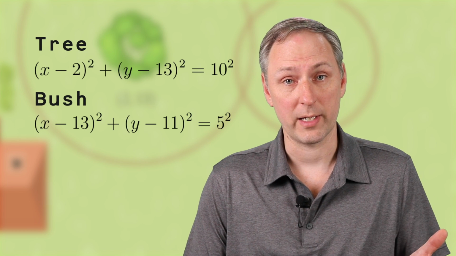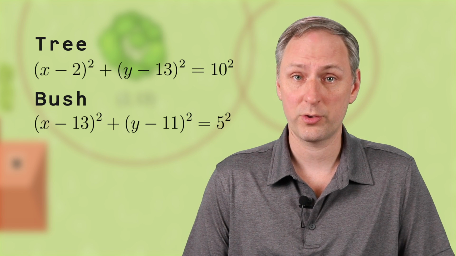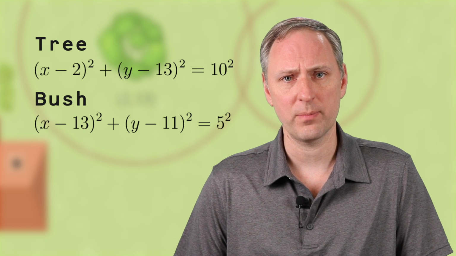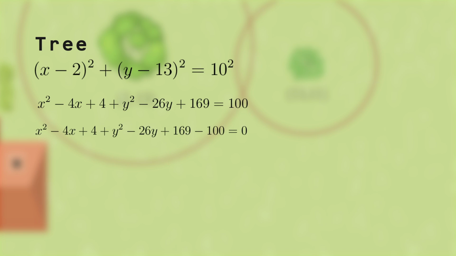Now we have two equations, one for the tree and one for the bush. We also have two unknowns, x and y. Let's expand the tree equation and simplify. We first expand the squared terms and combine like coefficients, then set equal to 0 and simplify.